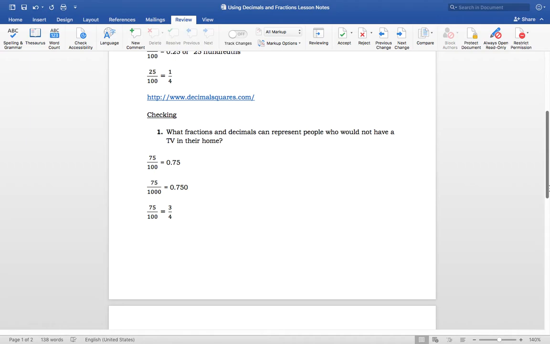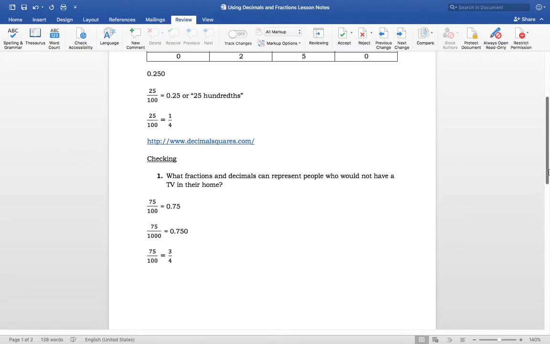So we need to use some of the information that was based on the previous lesson's question, the 25 out of 100. We know that 100 take away 25 is 75. So if 1/4 of this global population has a TV, that means that 3 other quarters do not. So what are the fractions and decimals that can represent the people who do not have a TV in their home? Well, we can start with 75 over 100, 0.75. We could also go 75 over 1,000, which is 750 over 1,000, which is 0.750.